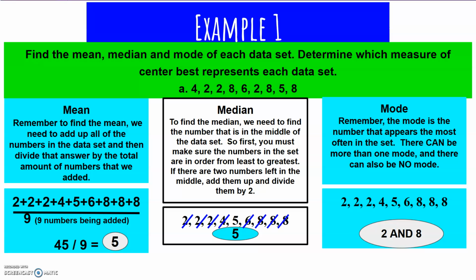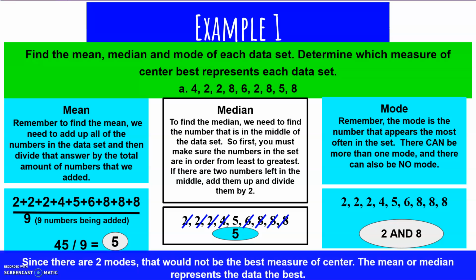So, which measure of center would you use to describe the average number of shoes that these kids have? Which would you say, oh, the kids have each an average of about this many pairs? Well, since there are 2 modes, it wouldn't be the best measure of center since there's 2 of them. The mean or median does a pretty good job representing this data set best. Either mean or median in this case. They're both 5, so it works either way.